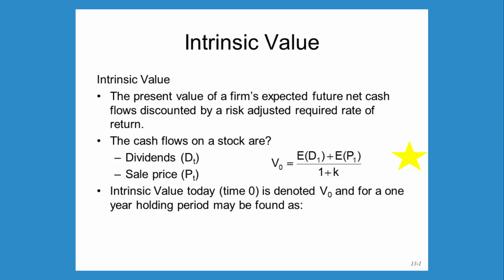For a 1-year holding period, the formula is simple. Intrinsic value equals the present value of next year's dividend plus the expected sales price, both discounted at the required rate. The goal? We would like to buy when the market price is below intrinsic value and sell whenever it is above.